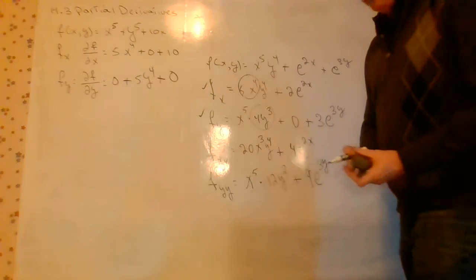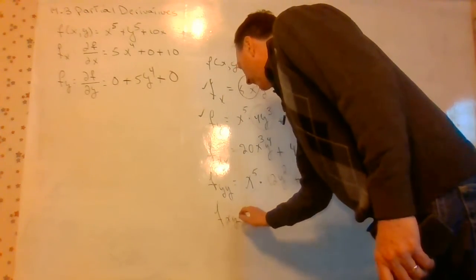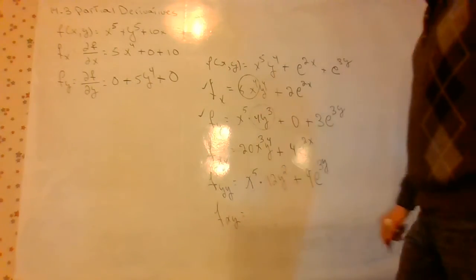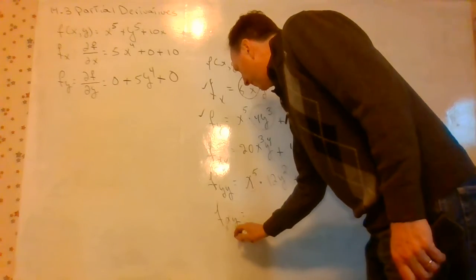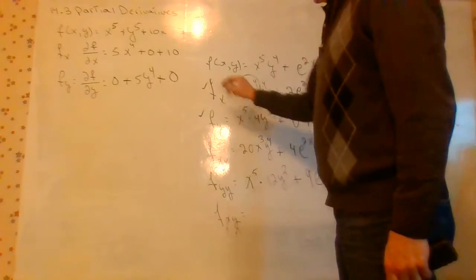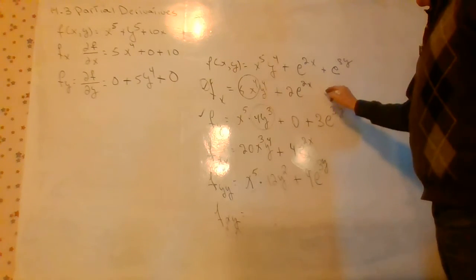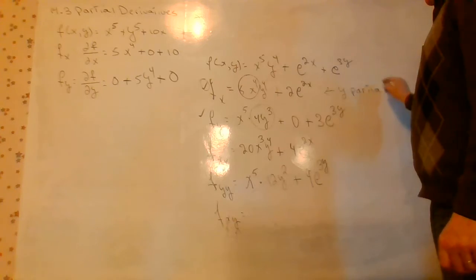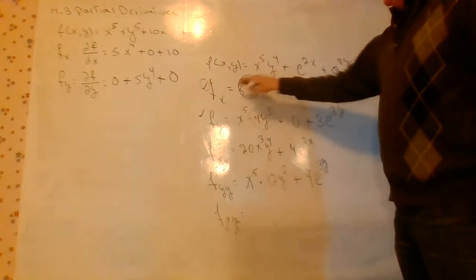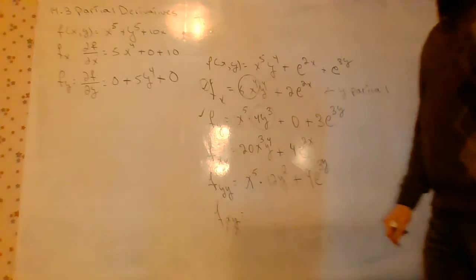Okay, we have a mixed partial, f sub x, y. And that means we do this first, this one second. So we really want to go back to here. And we want to do a y partial of this. So we do the x partial and then the y partial of the x partial. So you have to keep that in mind.